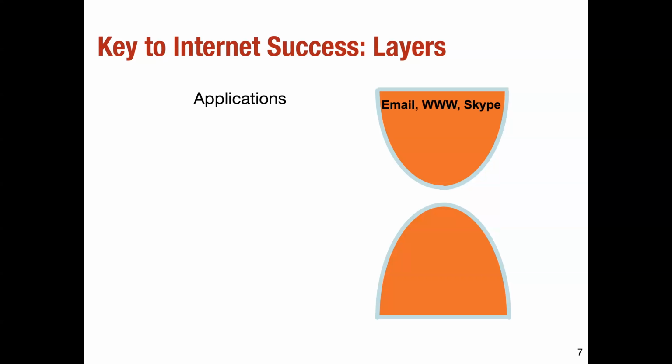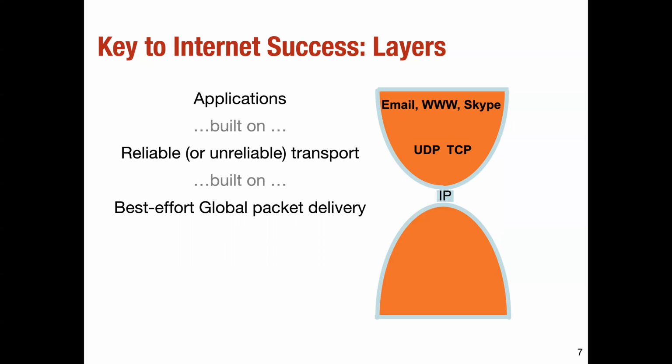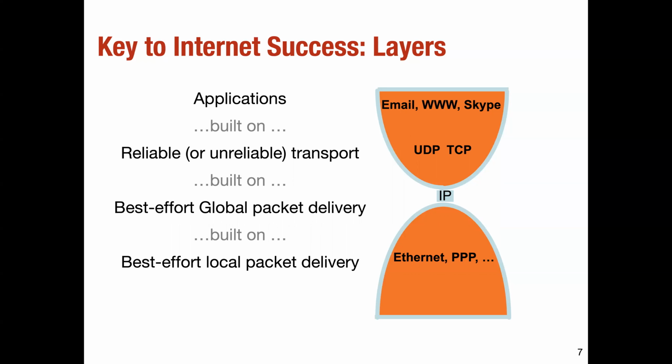So, you can develop different types of applications, email, WWW, Skype, that can leverage a reliable or unreliable, sometimes the UDP, transport. And then this TCP is built on a best effort global packet delivery, that is the IP. And then this IP is actually built on best effort local packet delivery like Ethernet, which is built on top of the physical transfer of bits through the copper or fiber or radio, right? So layering is very important and very critical for the success of the internet, right? And this is something which you have probably covered in 176A as well.